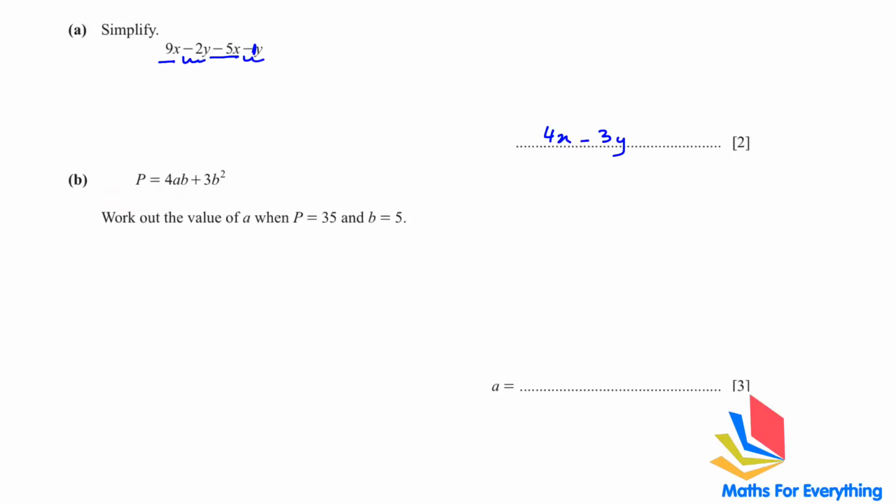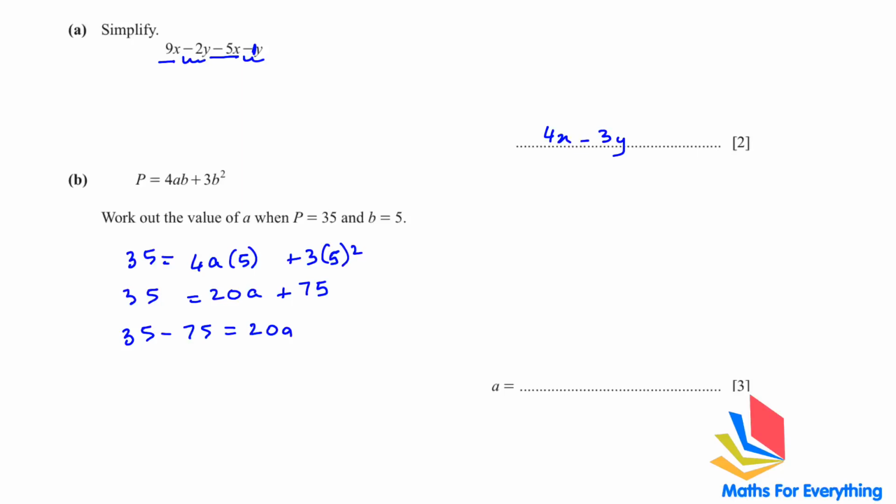Next, we have been given an equation and we have to find the value of a when p is 35 and b is 5. So in this equation, we have to replace the values that we have. So that will be p is 35 is equal to 4. We don't know a, b is 5 plus 3, 5 square. So 35 is equal to 20a plus 75. We bring the 75 to the other side, the sign will be negative. This will give us negative 40 and divide the negative 40 by 20 and we will get a is equal to negative 2.